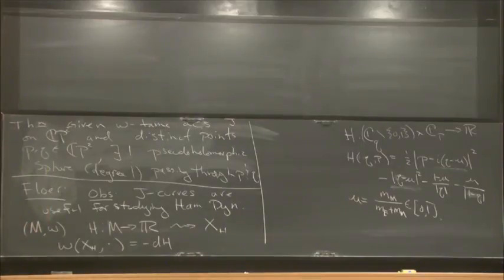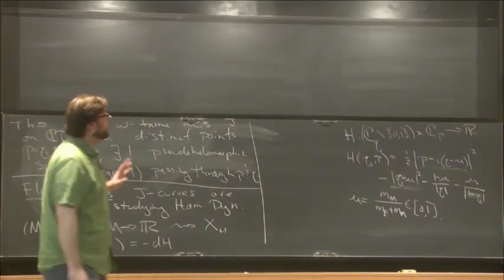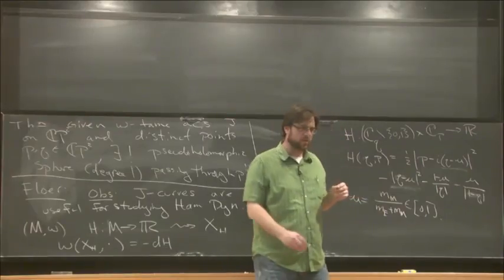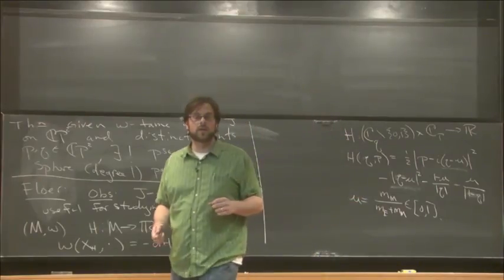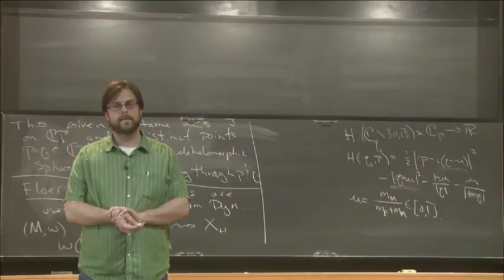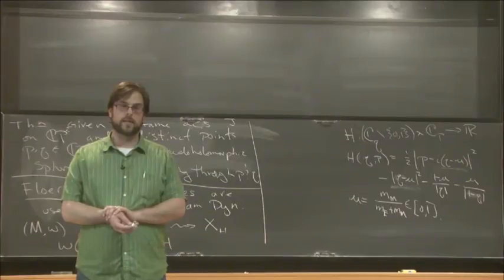Is the symplectic structure the obvious one? Yes, the symplectic structure is the standard one, dq dp, or dp dq. But the circular nature of your objects is very important for this setup, yes.